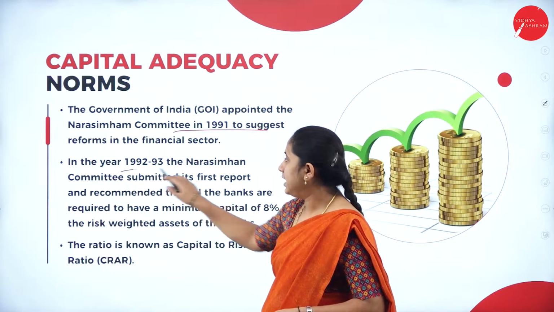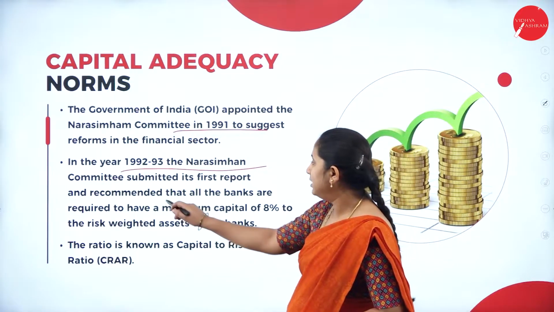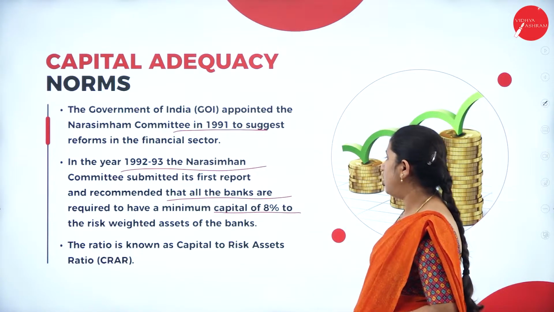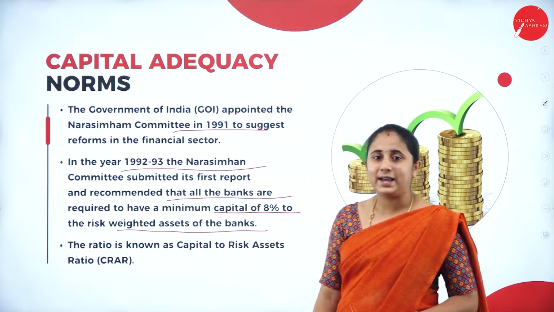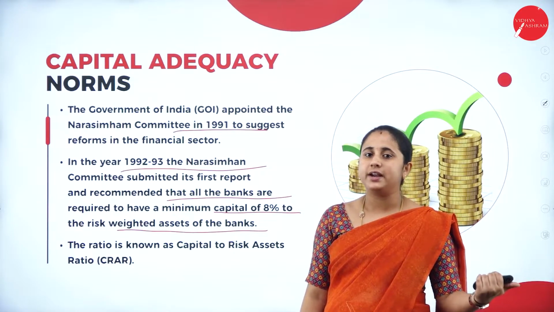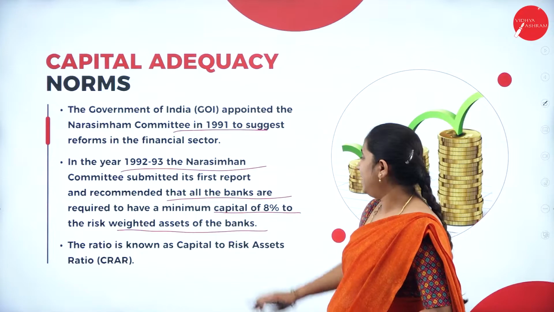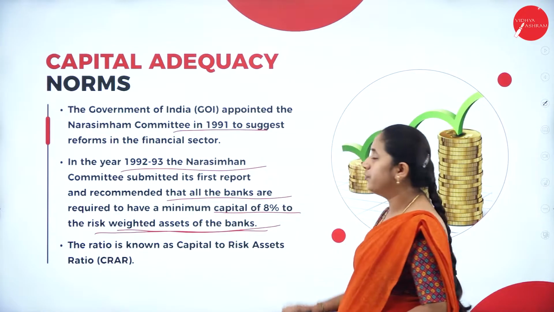In the year 1992-1993, the Narasimhan Committee submitted its first report and recommended that all the banks are required to have a minimum capital of 8% to risk-weighted assets of the bank. As we discussed in the Narasimhan Committee report, they suggested that the capital adequacy ratio should be 8% of the risk-weighted assets of the bank.